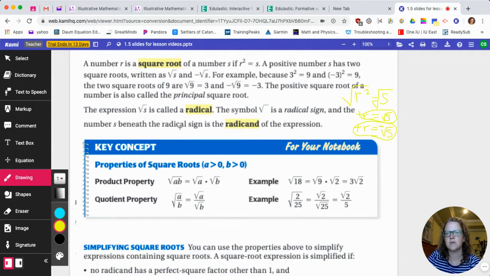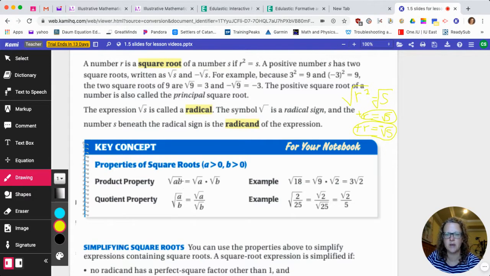All right, so the expression square root x is called a radical. The symbol here is a radical sign, and the number beneath the radical sign is called the radicand. So we have the radical sign, the radicand is underneath it, and the whole thing together is radical. So we're learning radicals, okay?